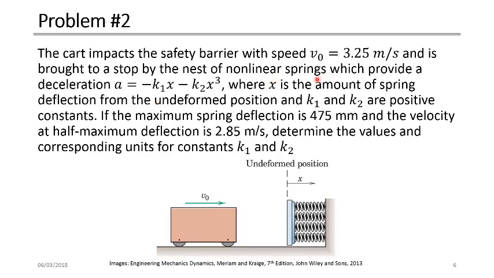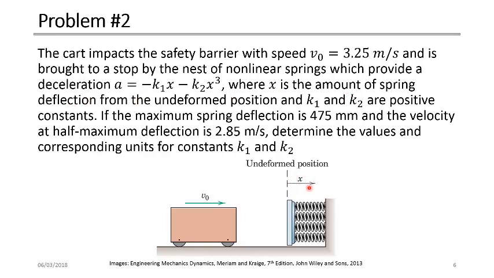is brought to a stop by the nest of nonlinear springs, which provide a deceleration a equals negative k sub 1 x minus k sub 2 x cubed, where x here is the amount of spring deflection. So in the end, this cart will stop, so the final velocity is going to be 0. And during the initial period and the final situation of the cart, it's going to have some deceleration according to this equation. So the x here is the amount of spring deflection.